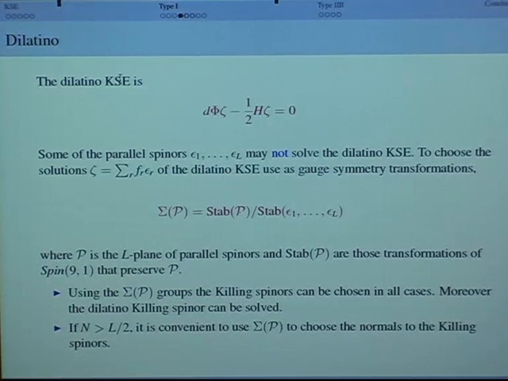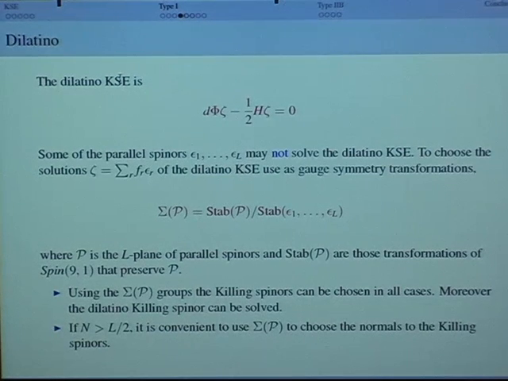Now Sigma P: if one denotes with P the plane that spans all the parallel spinors, and takes the transformations in Spin(9,1) that preserve the plane, and one mods out with the stability, the isotropy group of the parallel spinors, because in any case this acts with the identity on P, this is the right gauge group to use. It turns out if one uses this, then one can find all the possible Killing spinors in all cases and solve also this Dilatino Killing spinor equation.